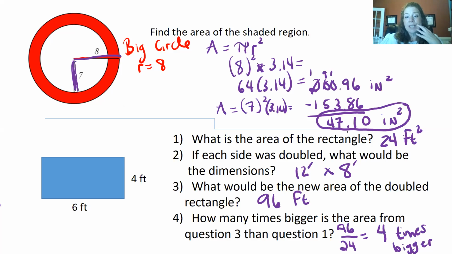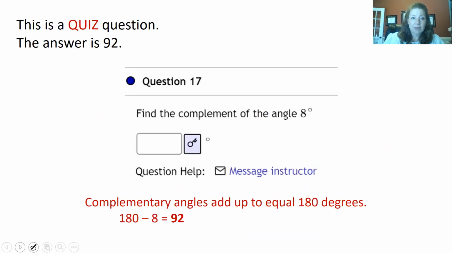Okay, so you will see that question in your homework and on your quiz and probably on your test. If you double the dimensions and then you find the area, how much bigger would the area be? The answer is 4 times bigger. So just keep that in mind.